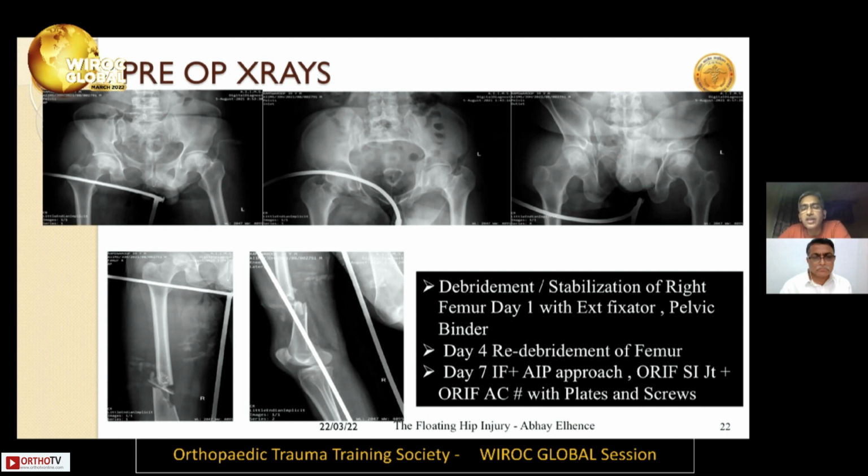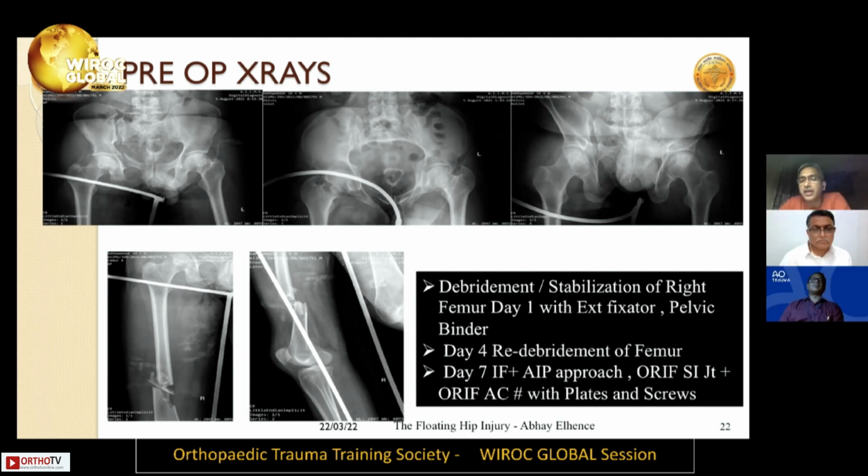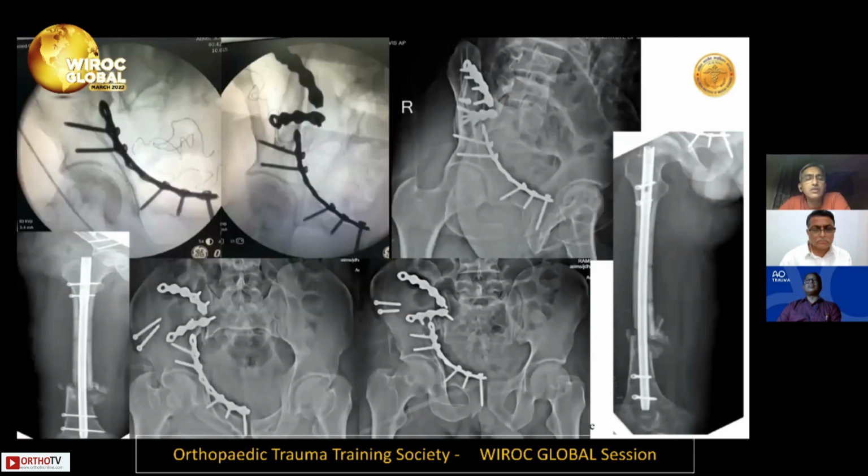And on day 7, he underwent an iliofemoral and a combined AIP approach with an ORIF of the sacroiliac joint and internal fixation of the low anterior column fracture with plates and screws. And this is what he looked like.